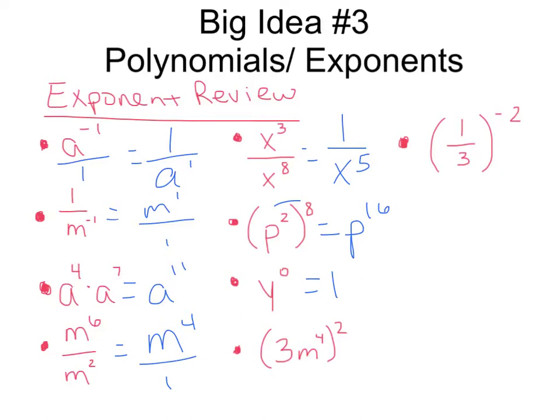Again, power to a power, you've got to distribute that 2. So you get 3 to the 2nd, m to the 4 times 2 is 8. Well, 3 to the 2nd is 9, so you get 9m to the 8th.